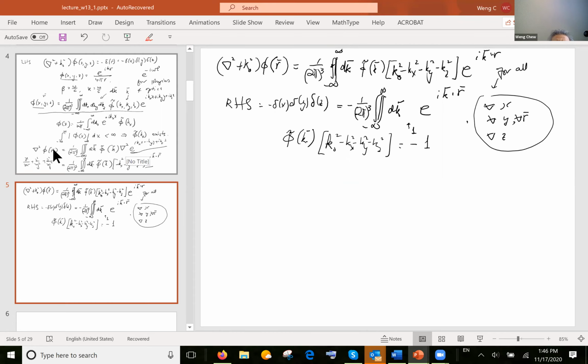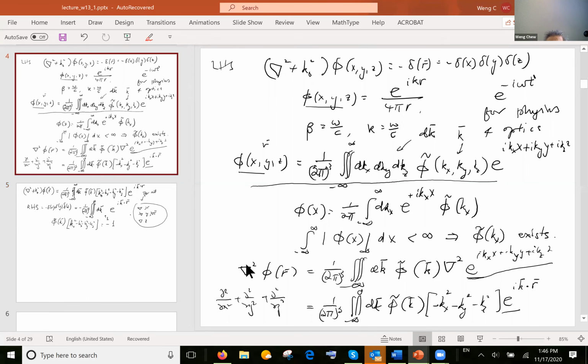Another mathematical step that we took is to have moved the Laplacian operator into the integrand. We have exchanged the order of differentiation and integration. That is, we plug this in here and then put the Laplacian inside. You can exchange the order of integration and differentiation only if you can show that the resultant integral converges. So this being equal to that is only true if this resultant integral converges.